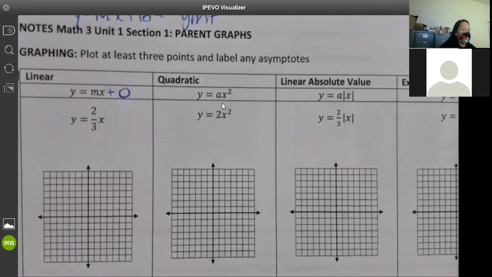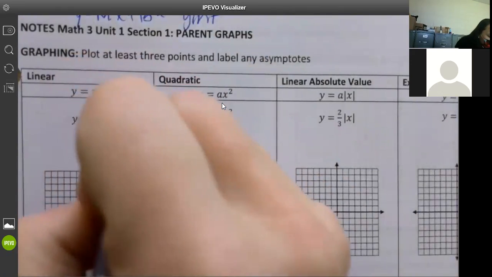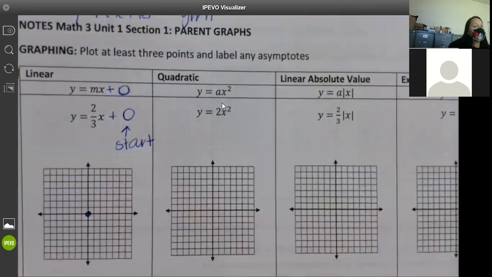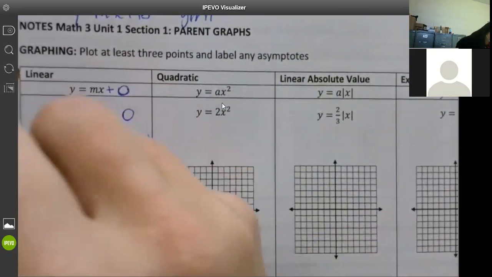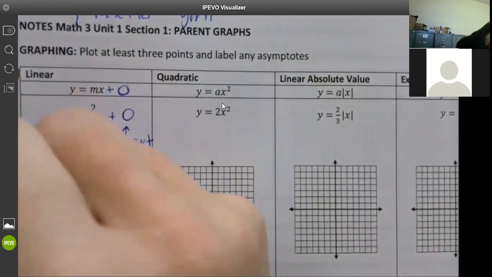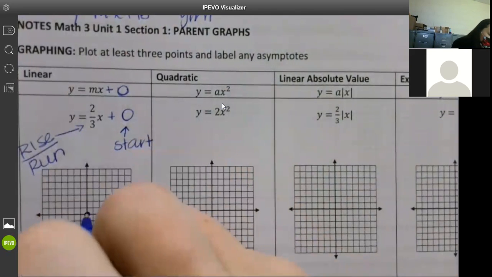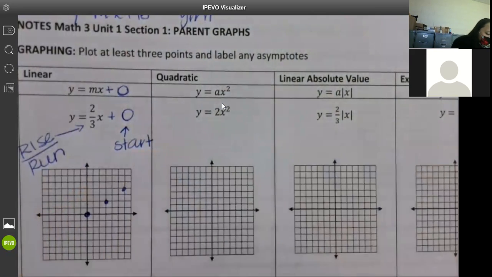So remember when we do linear, your y-intercept is where you start. So we start at 0. And then remember your slope is your rise over run. Rise over run. So we rise 2 and run 3. Rise 2 and run 3.